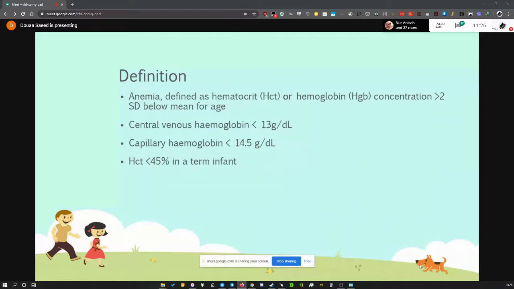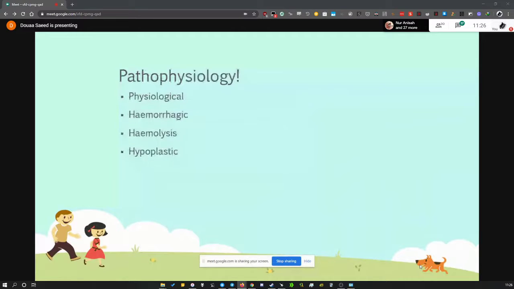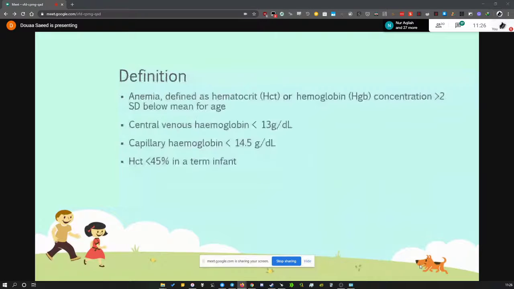So the pathophysiology. Dua, I want to ask you one question. I didn't know that before. Why is central venous hemoglobin different from capillary hemoglobin? From how I understand it, the capillary hemoglobin will have more deposition of red blood cells.